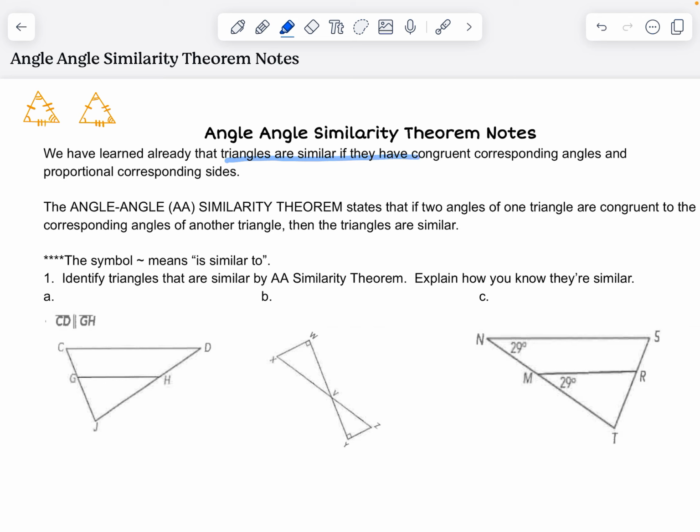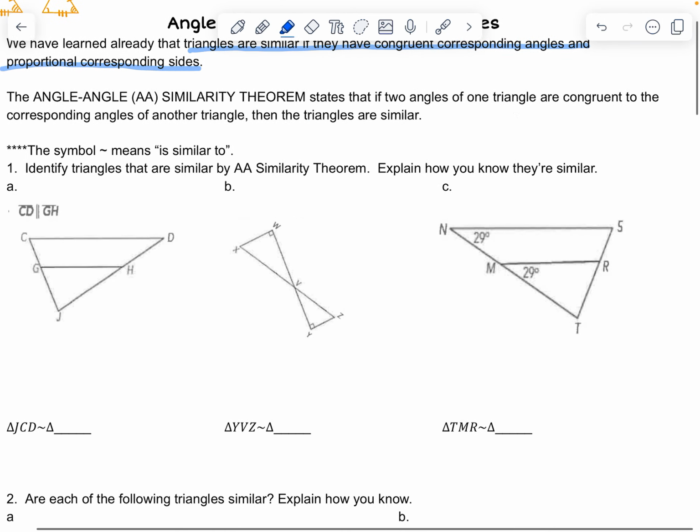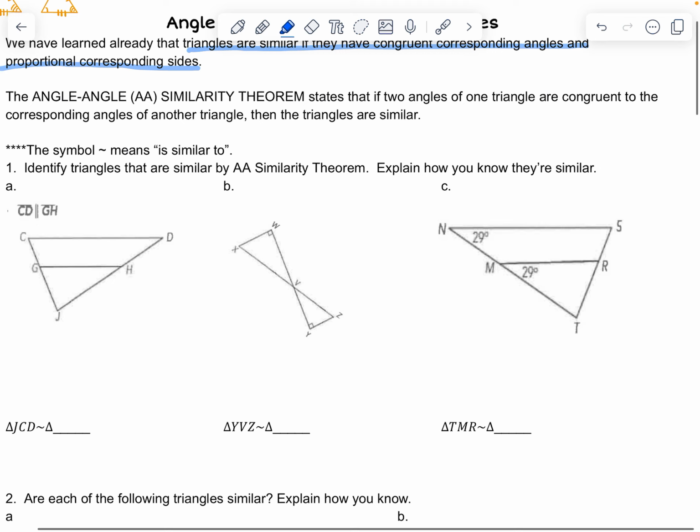Triangles are similar if they have congruent corresponding angles and proportional corresponding sides. So they don't have to be equal sides, they're just proportional sides. This is called the angle similarity theorem, and it states that if two angles of one triangle are congruent to the corresponding angles of the other triangle, then the triangles are similar. This symbol right here means similar to. So it says, identify the triangles that are similar by AA similarity theorem.